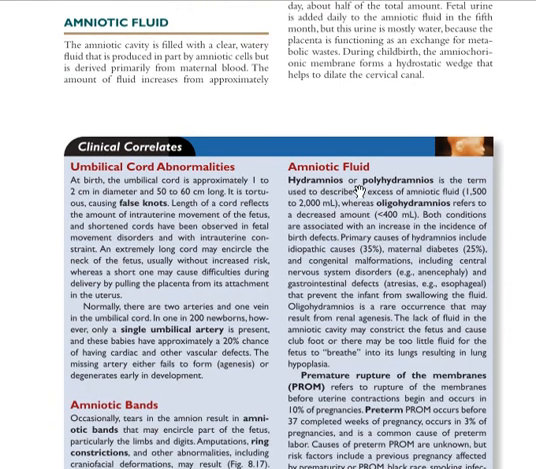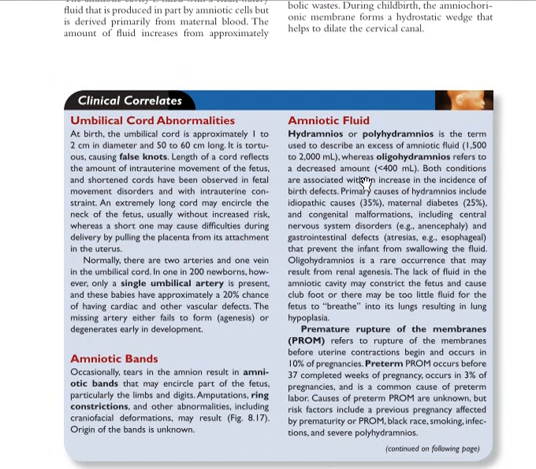Is it clear? Now the next is clinical correlation. What are the umbilical cord abnormalities? Among the umbilical cord abnormalities, you may have a false knot. The false knot is when the umbilical cord is very tortuous. Is it clear? When you visualize the umbilical cord in imaging, or when you deliver a woman, you are going to see that the umbilical cord is very tortuous. So you may think that there is a knot formation inside the umbilical cord. That tortuous formation of the umbilical cord is called a false knot.